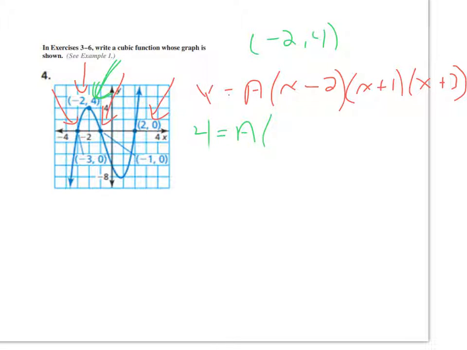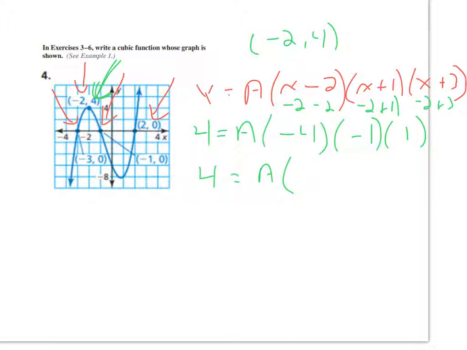X is now negative 2, so negative 2 minus 2 is negative 4. Negative 2 plus 1 is negative 1, and negative 2 plus 3 is positive 1. So now I have 4 is equal to a times negative 4 times negative 1 times positive 1, which is positive 4. So 4a is equal to 4. Divide both sides by 4. I get a is equal to 1.